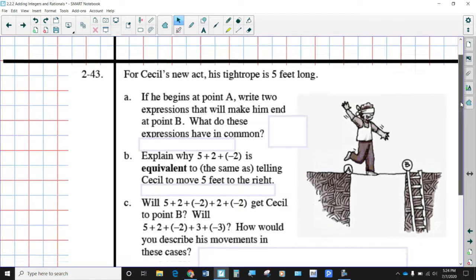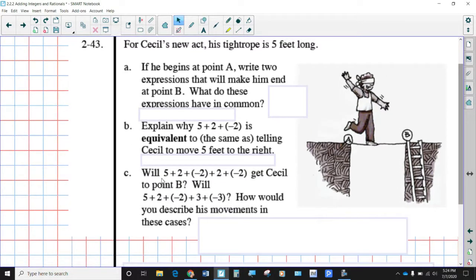And then part C, will 5 + 2 + -2 + 2 + -2 get Cecil directly to point B? And will this expression also? How would you describe his movements in these cases? Okay, spend some time thinking about some responses for that, put it on pause, and come back when you're ready.